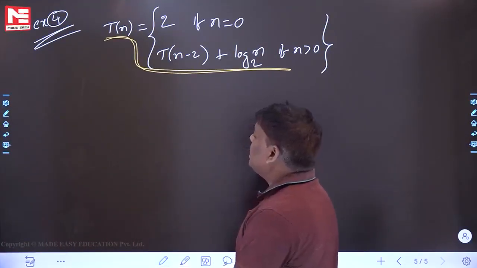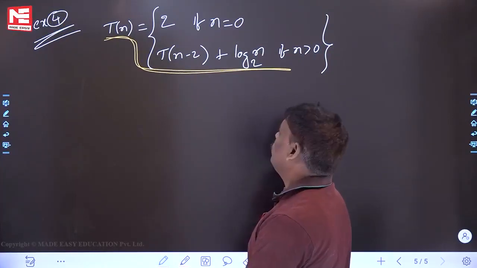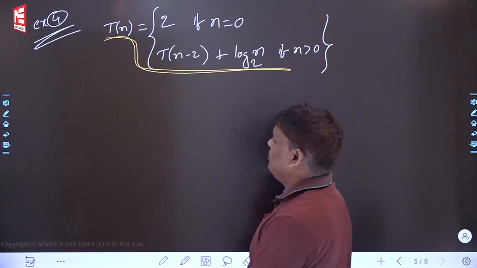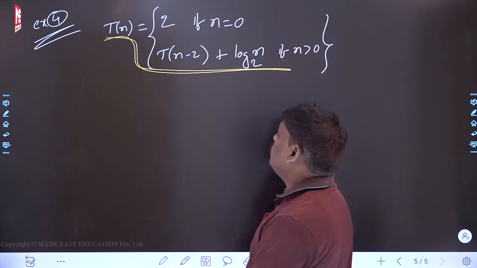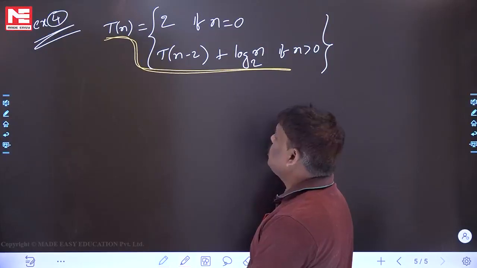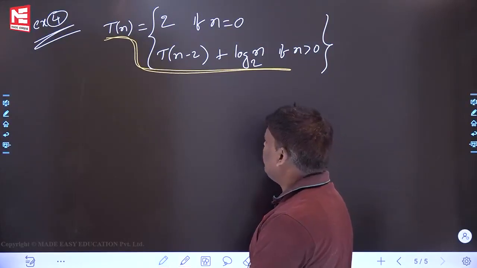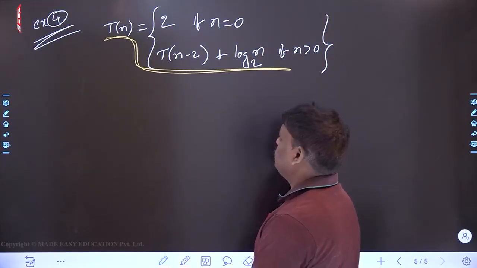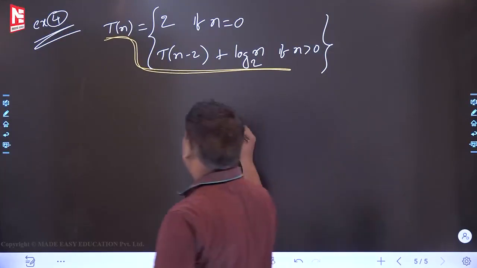Substitute the numbers. T10 is equal to T8 plus log 10. T100 is equal to T98 plus log 100 base 2. Lastly, T2 is equal to T0 plus log 2 base 2. If you are okay, let's do the substitution method.